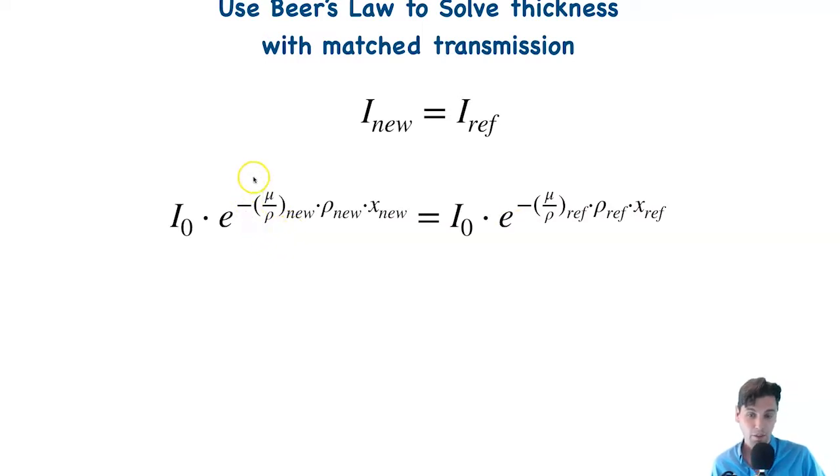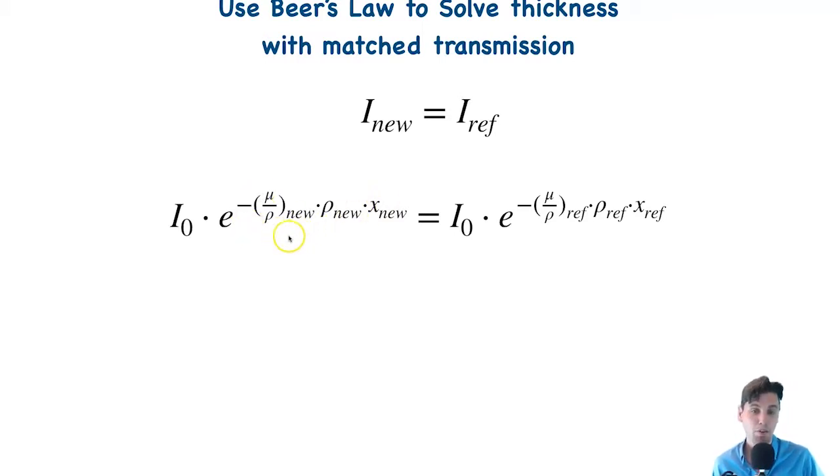And this component here, this is mu over rho. This is dependent on the material and dependent on the X-ray energy. This is just the density of the material, so that's not dependent on the X-ray properties. And then this is the thickness. How thick is that material?